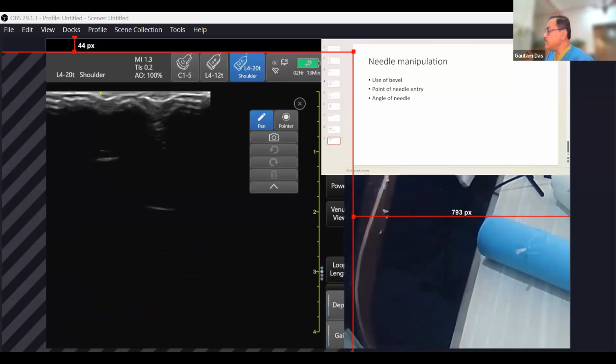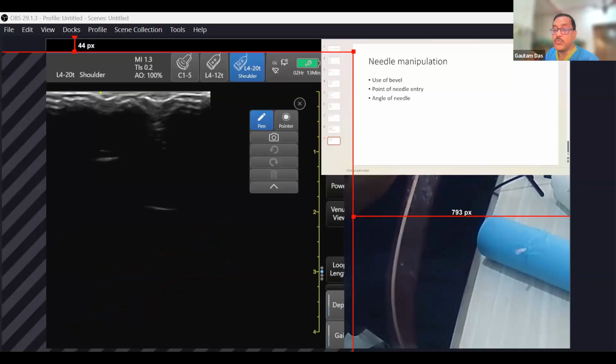Another important thing is that here you cannot use a curved needle. Like in the CT guided procedure, you are using the curved needle. Here you cannot use it. Here you always have to use a straight needle, and that is the reason why you have to change the angle. Needle entry point sometimes we need to change to go to the desired structures, and angle is very important.